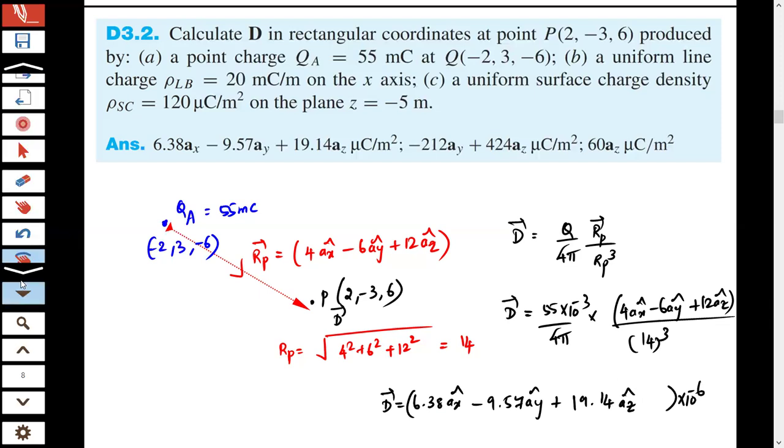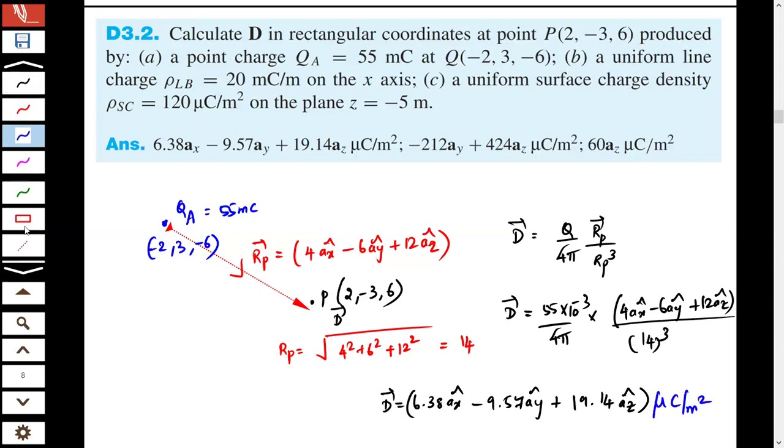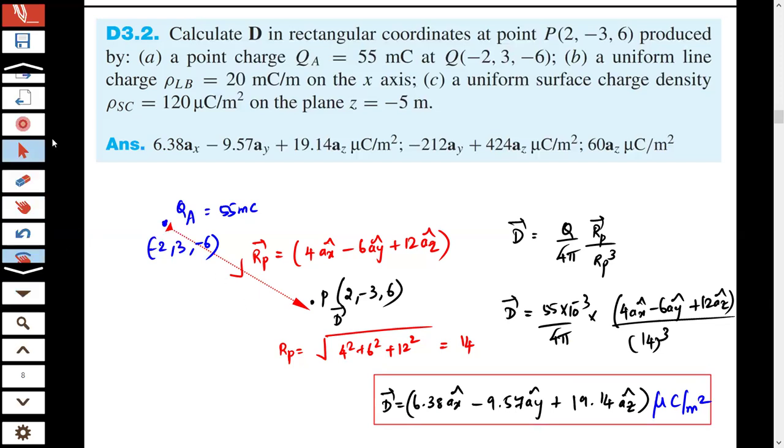And the unit for flux density is coulomb per meter square. I can write this 10 power minus 6 as micro coulomb per meter square. So this is for the first subdivision, which is for the point charge. Next, we should do it for the line charge. We can repeat the process and do it for the line charge separately.